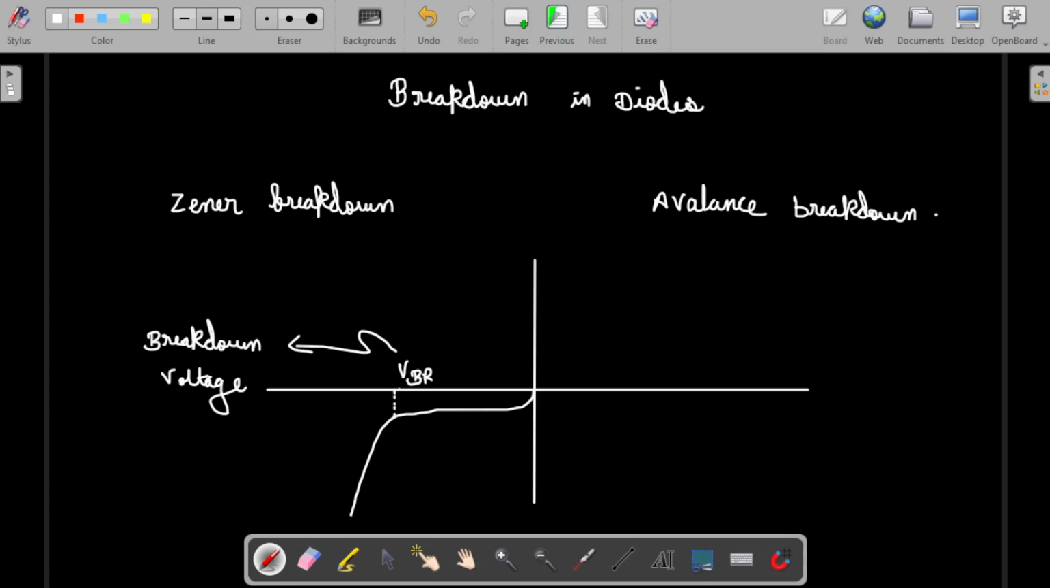So in this class, we are going to see another very important thing, that is the breakdown of a diode. There are two types of breakdown that will happen. One is Zener breakdown, and one is Avalanche breakdown. The below shown is the normal breakdown, how that will happen in a diode.